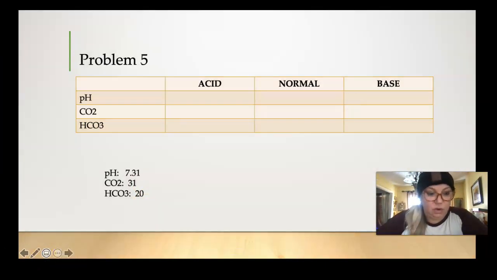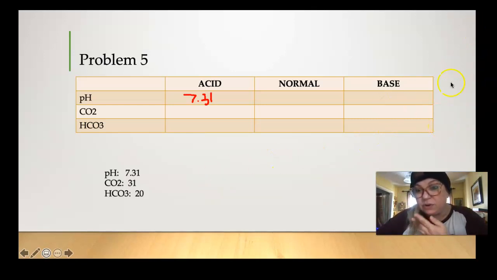All right, so we have a pH of 7.31, normal 7.35 to 7.45. So that is lower, on the acid side, so 7.31. So that's acidotic. We have a CO2 of 31, and so that's alkalotic. Remember, our low of our CO2 is 35. Anything less than 35 is going to be considered alkalosis. So I am going to move that over here.